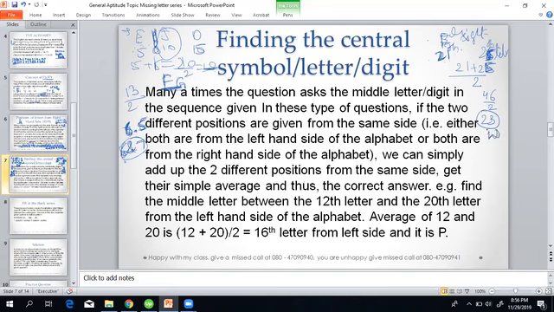Okay, and if we don't know the position from the left hand side, then again convert this 23 into the left hand side and write the answer. First of all, convert it into the left hand side. So it will be 26 plus 1 minus 23, and it gives 4. Okay, so the fourth letter from the left hand side is D. So the answer is D.